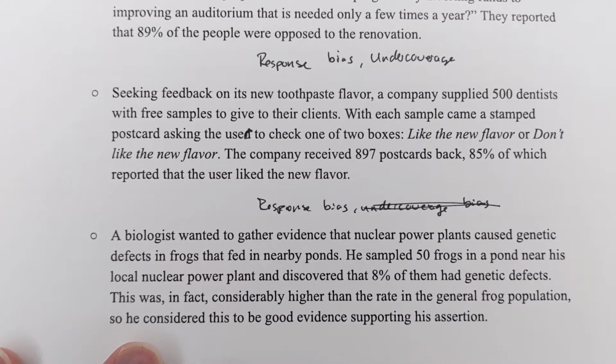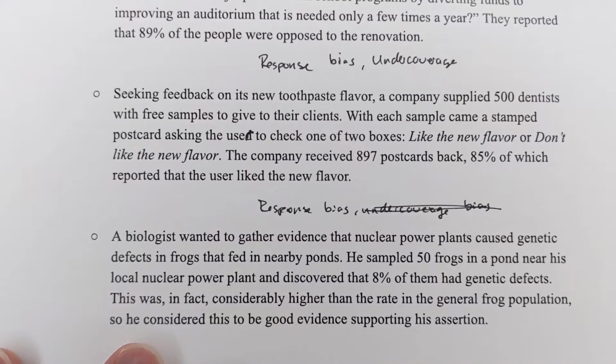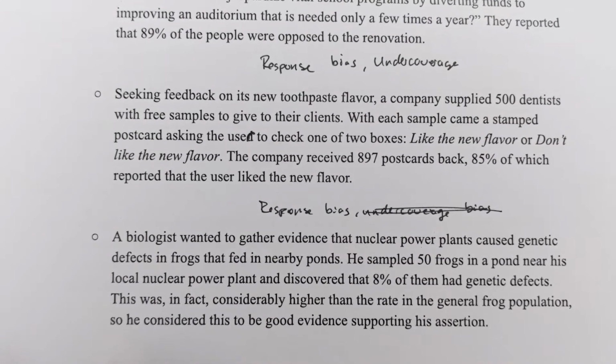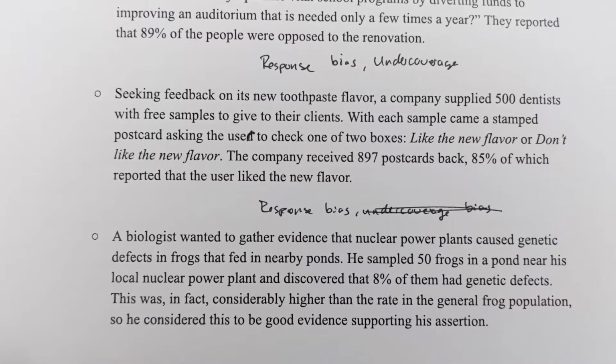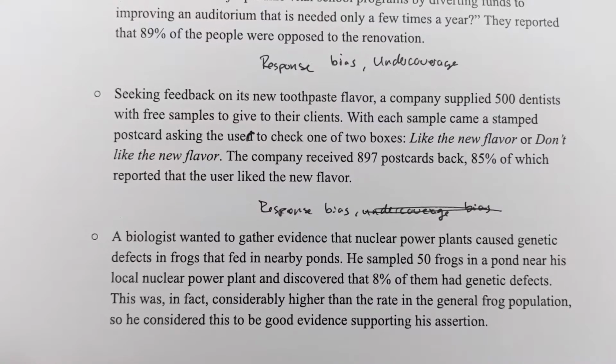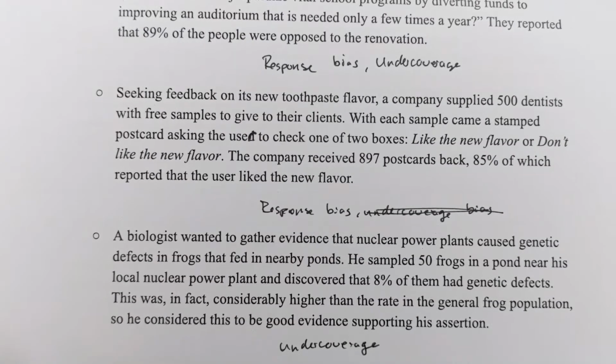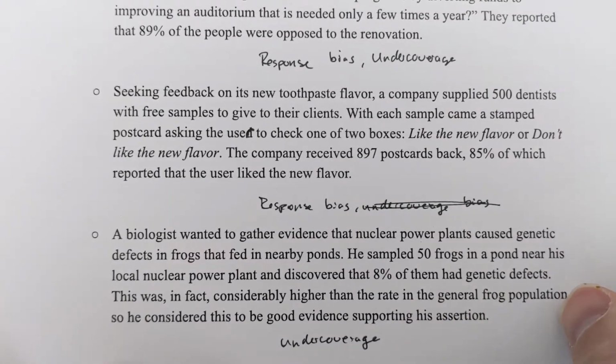Okay, a biologist wants to gather evidence that nuclear power plants cause genetic defects in frogs that live in nearby ponds. He sampled 50 frogs from the pond near his local nuclear power plant and discovered that 8% of them had genetic defects. This was, in fact, considerably higher than the rate in the general frog population, so we consider this to be good evidence supporting his assertion. Let's see here. I'd call this undercoverage because he only selected from 1 pond near his power plant. There could have been different results near different power plants.